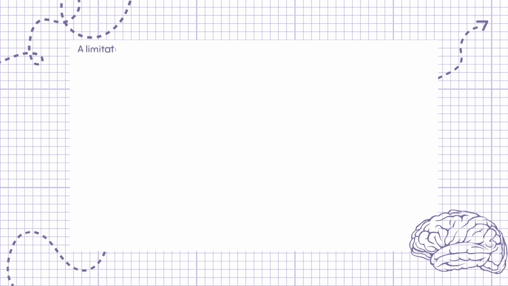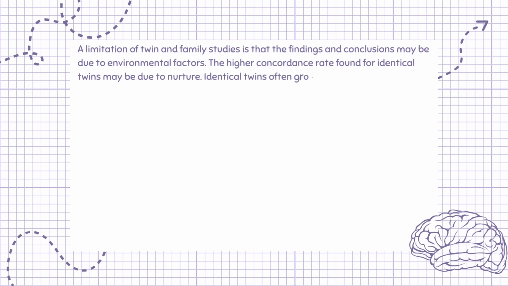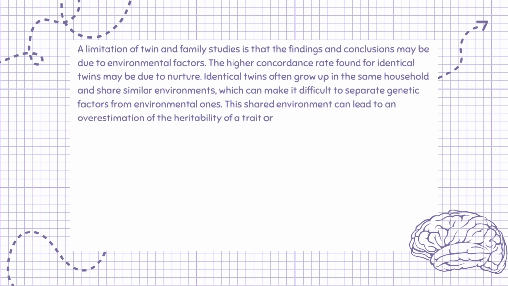A limitation of twin and family studies is that the findings and conclusions may be due to environmental factors. The higher concordance rate found for identical twins may be due to nurture. Identical twins often grow up in the same household and share similar environments, which can make it difficult to separate genetic factors from environmental ones. This shared environment can lead to an overestimation of the heritability of a trait or disorder.